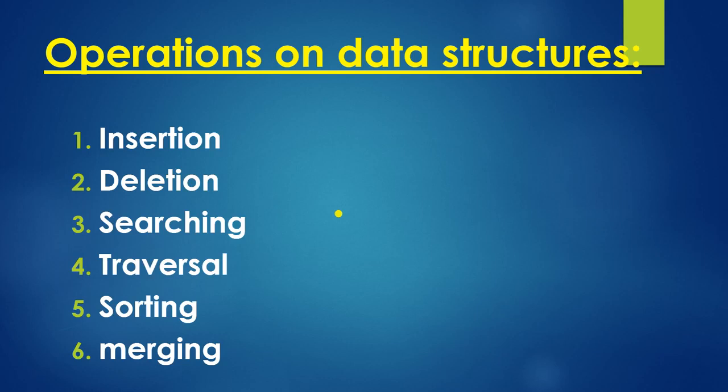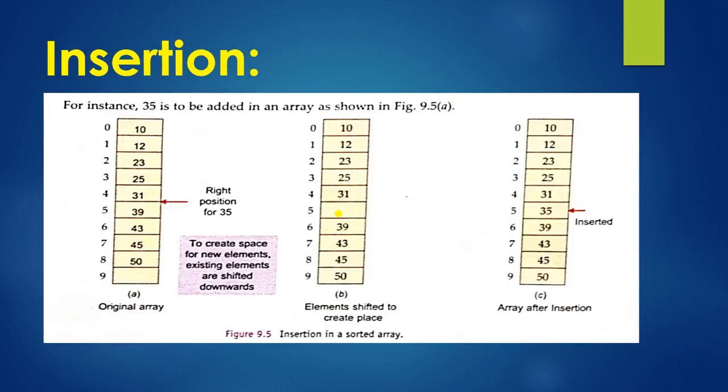So apart from insertion and deletion, data structure has these other operations also, that is searching, traversal, sorting and merging. In your previous class, we made a program related to linear list searching. In this class you will learn how to insert an element in the list and how to delete an element in the linear list. So this is insertion. Insertion can be done in three ways: insertion at the starting, insertion at the end and insertion at the middle.